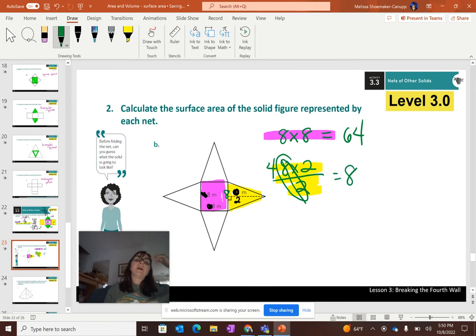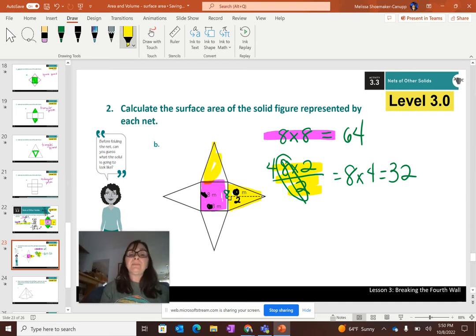Now I want you to think. All of the triangles that make the sides have to be the same size. So how many do we have? Yep, we have 4 of them, don't we? So we're going to go ahead and take 8 times 4, which is 32.